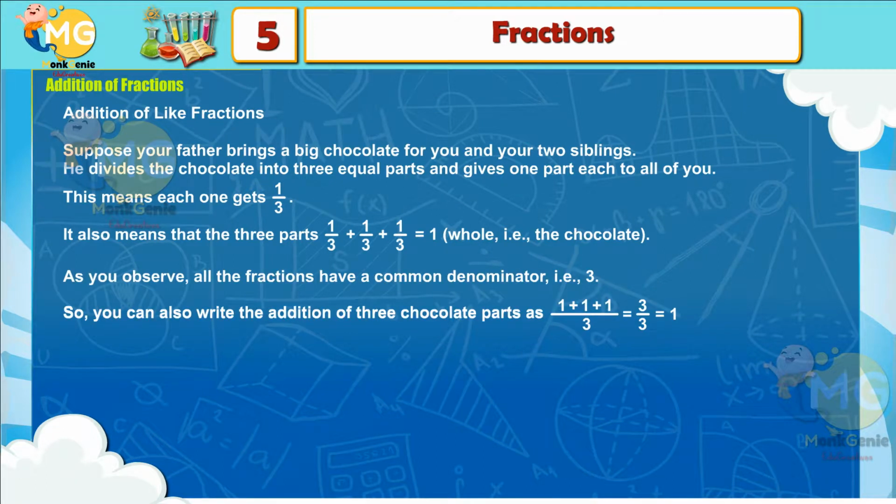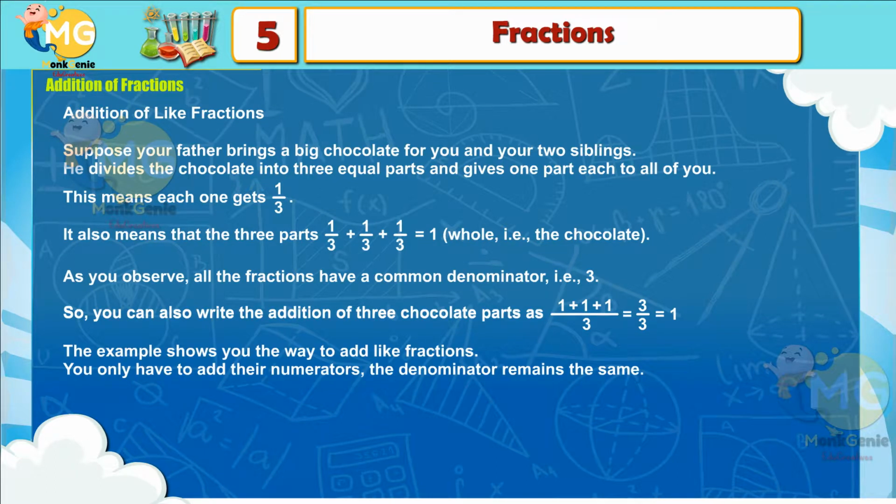As you observe, all the fractions have a common denominator, that is 3. So you can also write the addition of 3 chocolate parts as 1 plus 1 plus 1 upon 3 equal to 3 upon 3 equal to 1. The example shows you the way to add like fractions. You only have to add their numerators. The denominator remains the same.